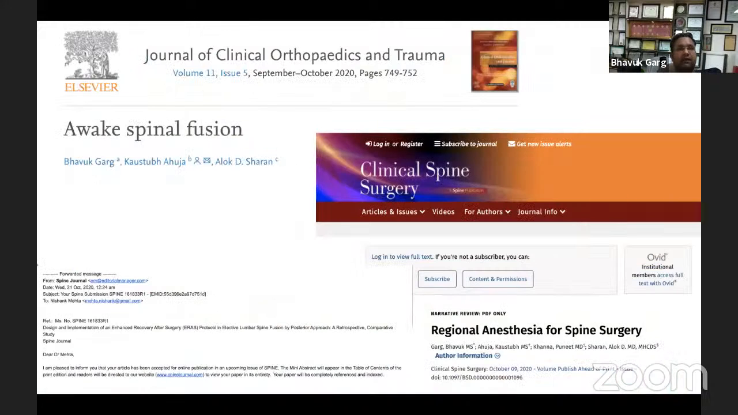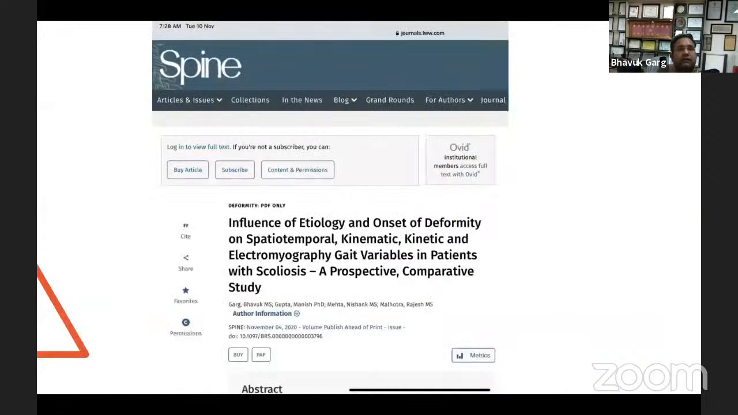Another area which is coming up in a big way is the awake spinal fusions. We are also working in that. Very soon, JB is going to publish a review article on the awake spinal fusions. We are also looking at the 3D gait analysis in patients with spinopelvic deformities and scoliosis, and we have looked at these aspects also.